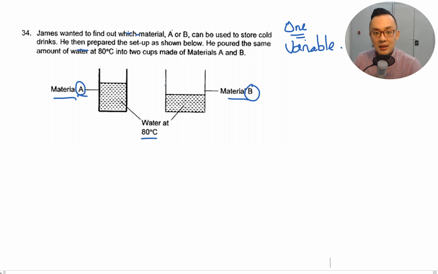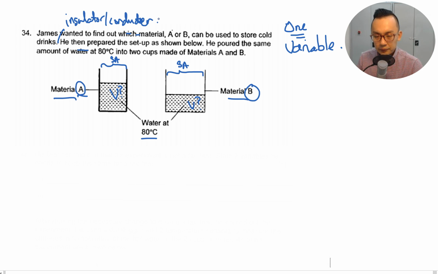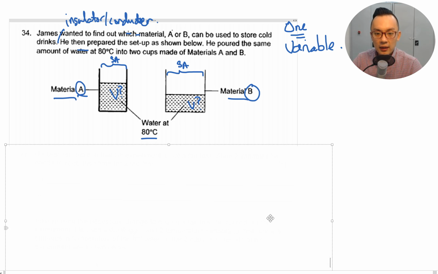But instantly I can see another variable, all right? The surface area is different, all right? The volume might be different as well, okay? So store cold drinks, some kind of insulator or conductor. All right, is the material a good insulator, or is the material a good conductor of heat? Something along these lines, this question must be asking. All right, so let's take a look at the actual question.